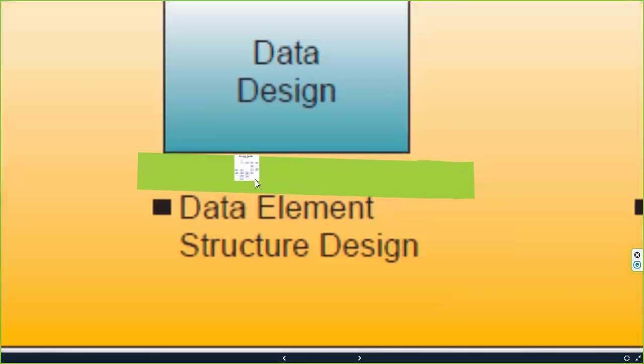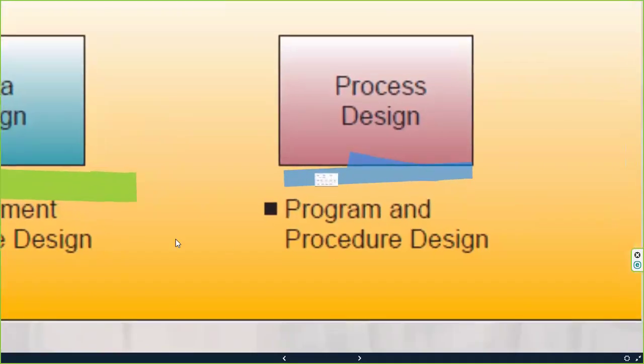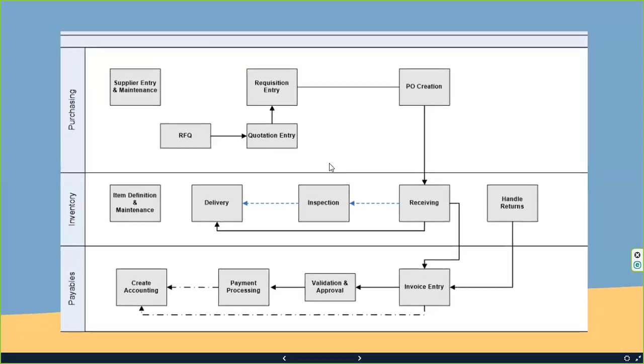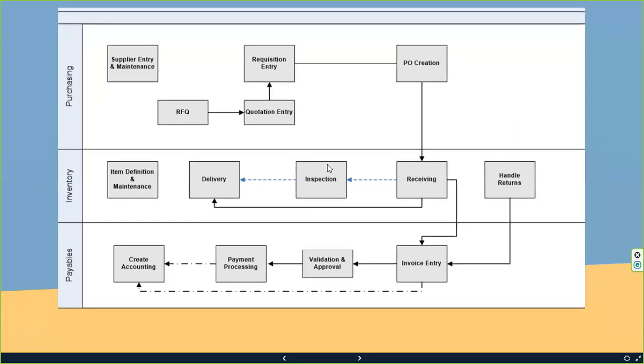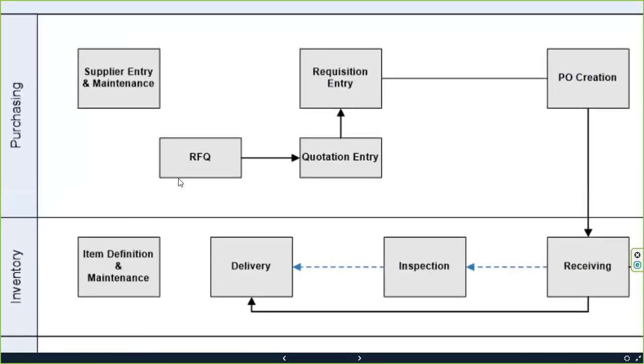So this is the data design, and finally this is the process design. This process design comes from the data flow diagram. When you talk about the system, it is all about the process. So for example, this is a purchase. This is an RFQ. People request for quotation. When you need something, you will make an RFQ. I need this.